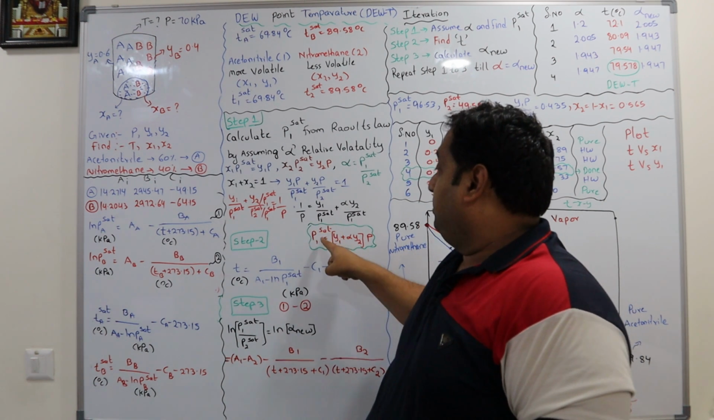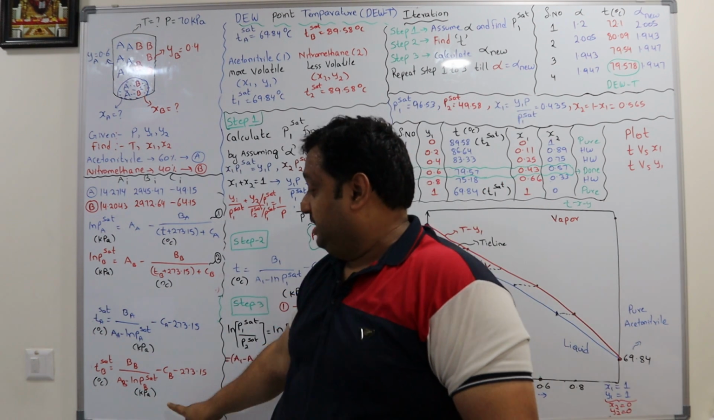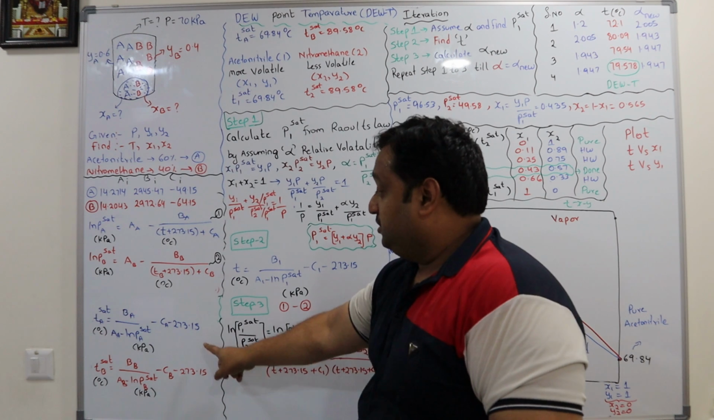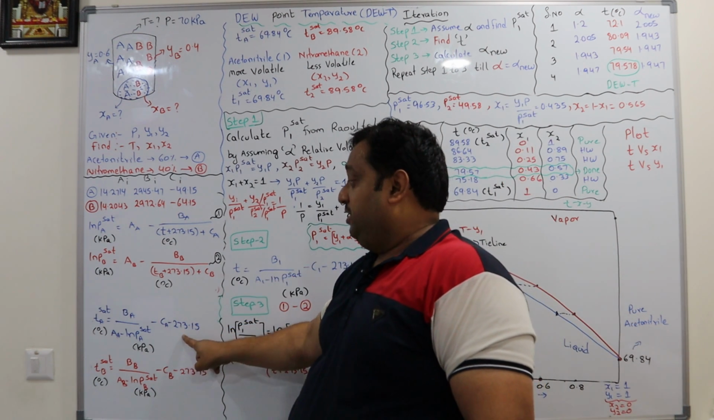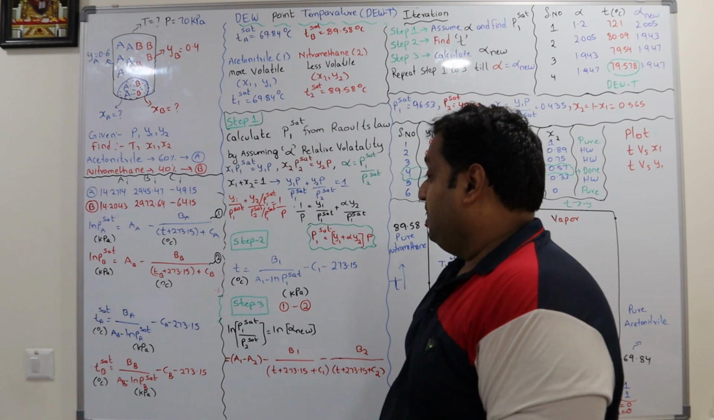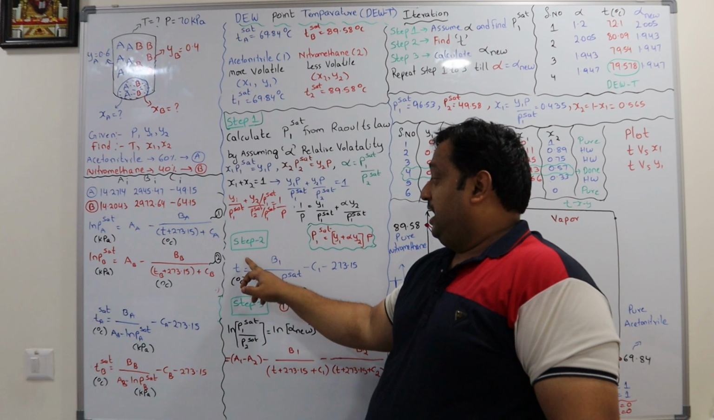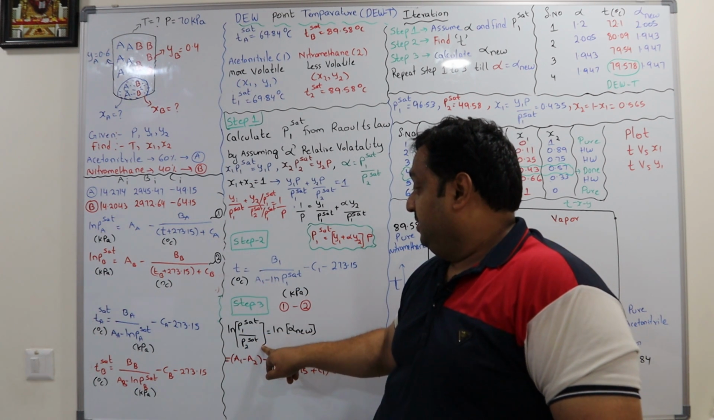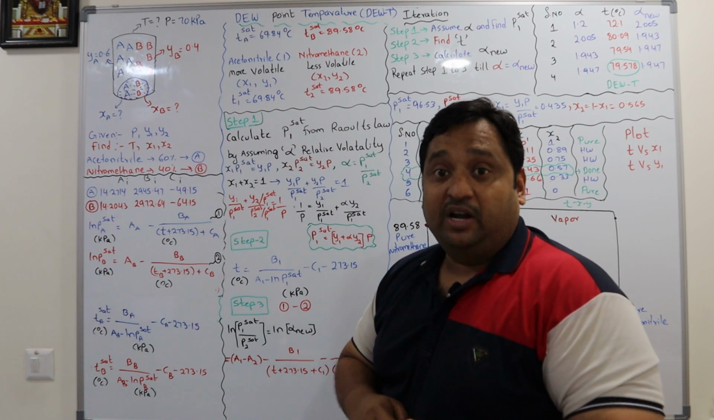Second step, once you got the P1 saturated, calculate the dew point temperature using this equation, because everything, B1, A1, C1, is here. So you can use this particular equation, okay, and you can calculate the temperature T. Once you calculate the temperature T, calculate the nu alpha, that means new relative volatility you have to calculate.